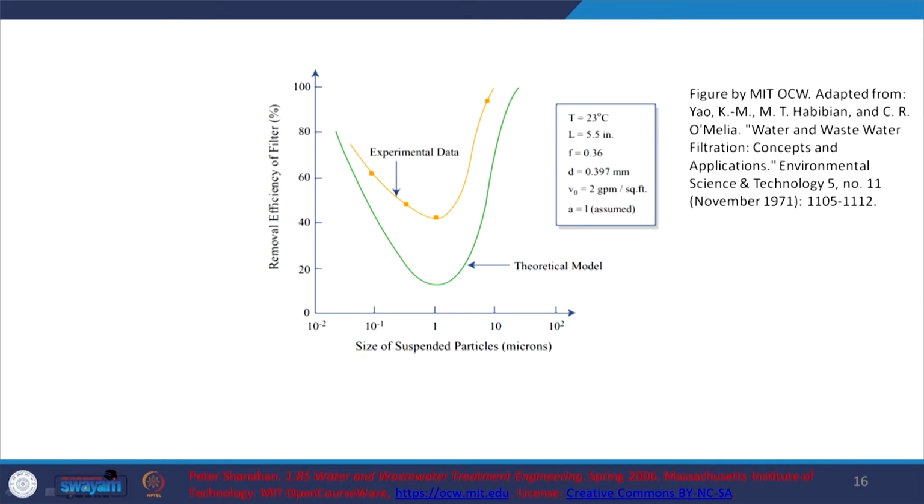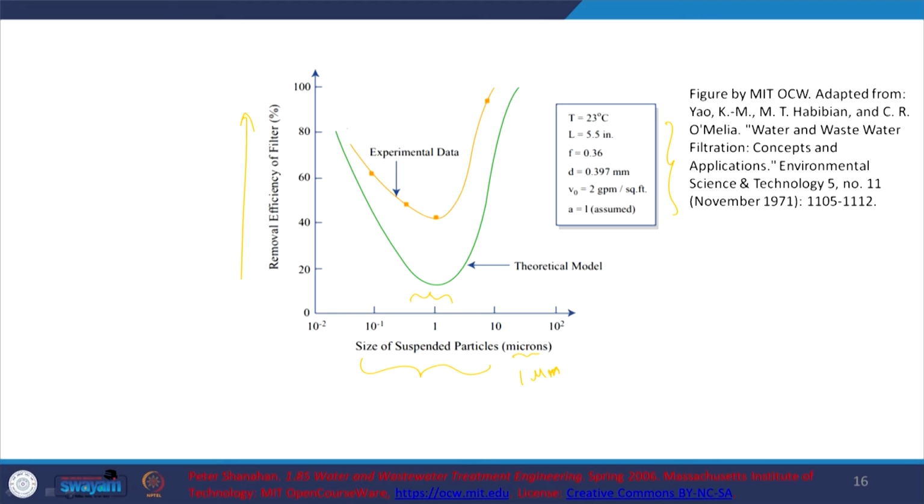We want to look at the efficiency of removal with respect to the size of the relevant particle. Here on the y axis we have removal efficiency of the filter, and here we have suspended particles. As I mentioned earlier, particles in the range around 1 micron are relatively difficult to remove by filtration, at least with respect to the sizes that we look at. Relevant information is mentioned here.